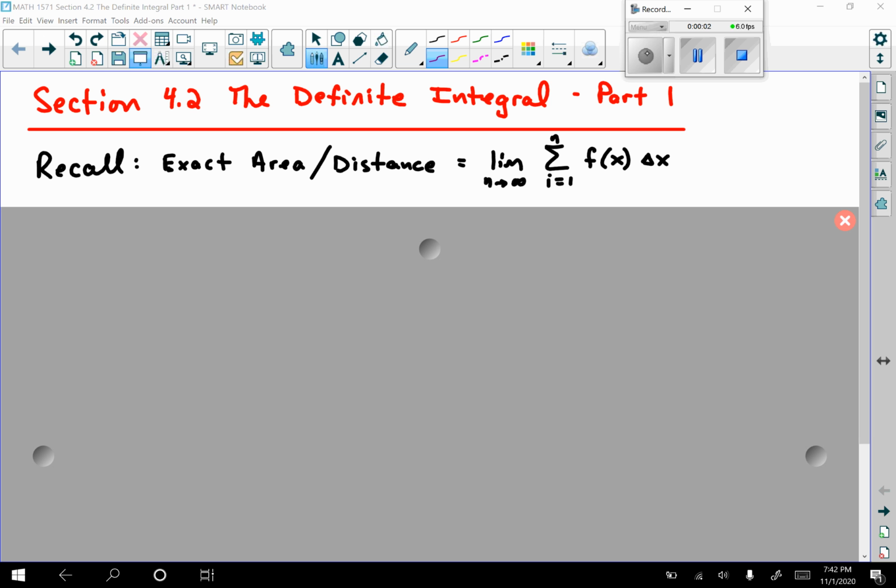All right, so this lesson, I'm breaking this into two parts. We're going to take a look at the definite integrals, just section 4.2. I'm going to call this part 1.